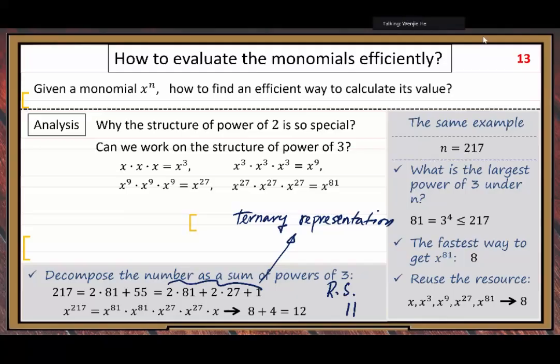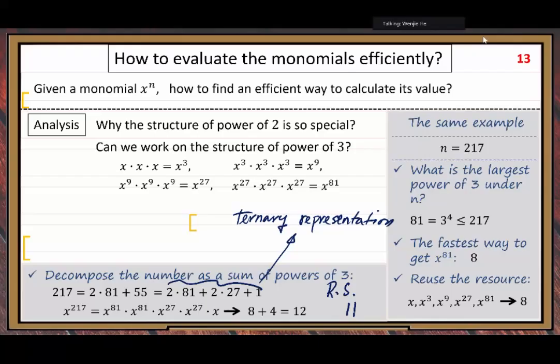Not better than repeated cubing. Yeah. Not better. Okay? 12, one more. So now the question: is repeated squaring the best algorithm to calculate the monomial, any given monomial?